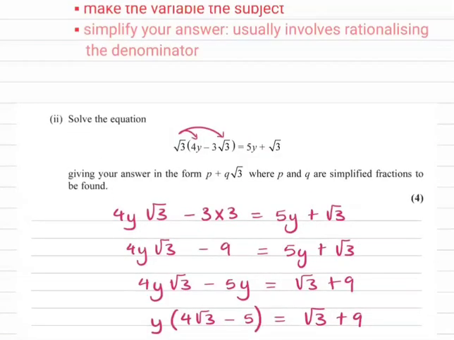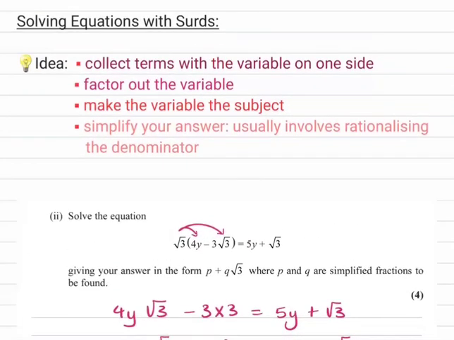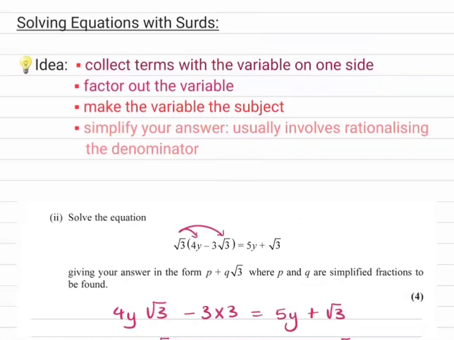So again, a quick glance at our steps. We simply want to perform our algebraic manipulation, which results in us collecting terms with the variable to one side, you factorize, you make the variable the subject, and then from there, simplify your answer, making sure that you give the answer in the required format, which might involve rationalizing the denominator. Watch out for more examples like these in upcoming videos.